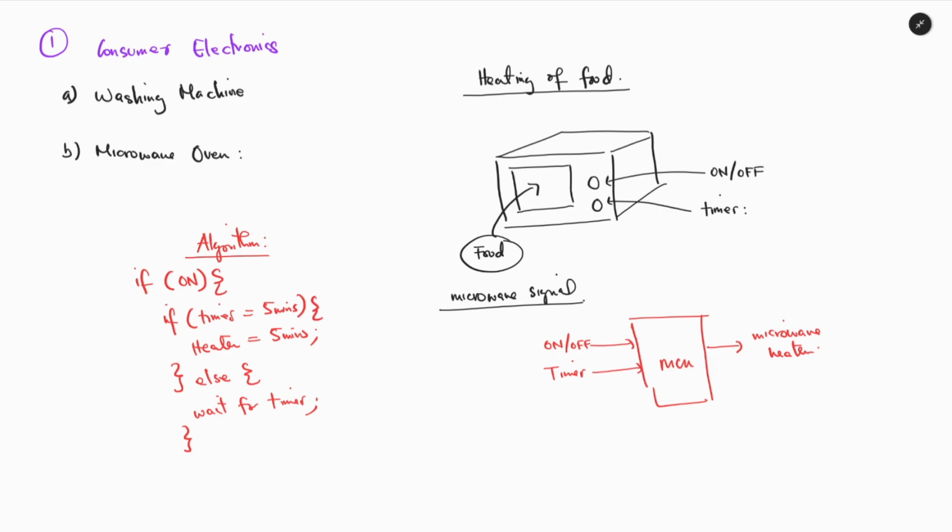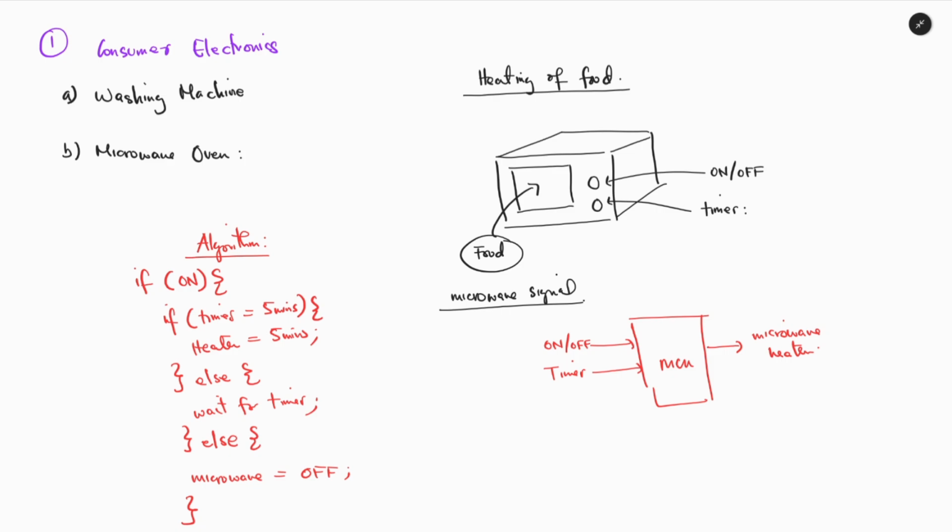And else we can be able to say that microwave is off. And this can be a simple algorithm that is used to control the operation of the microwave.